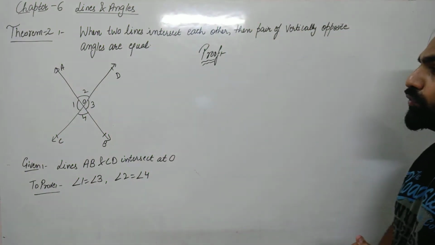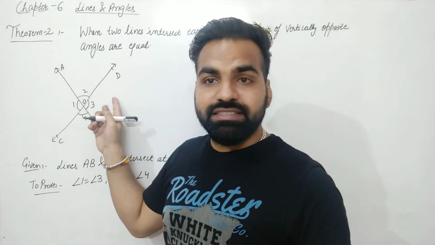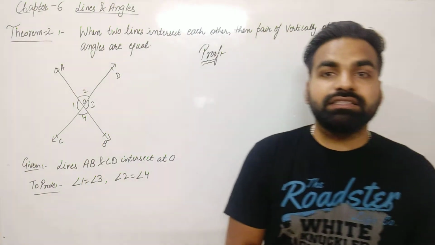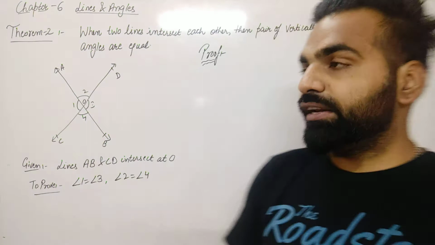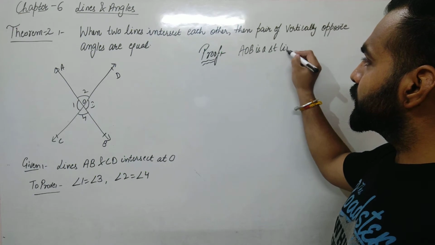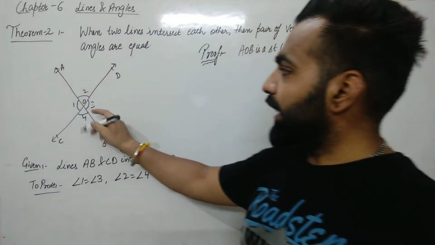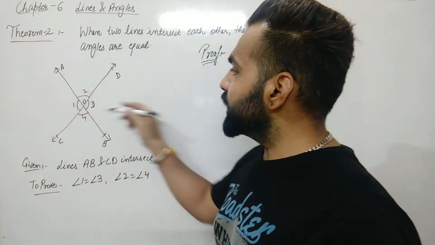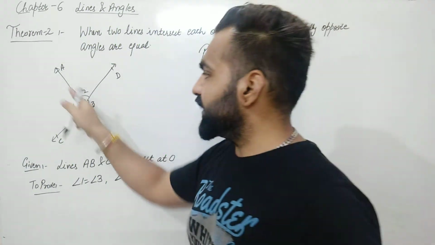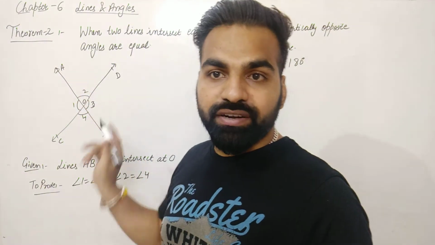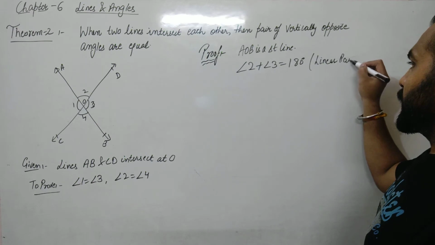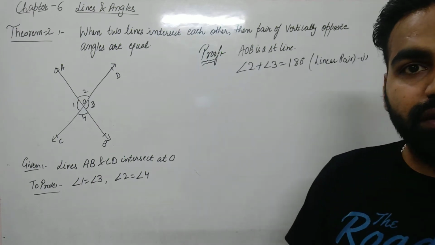So now we will start the proof. So from the figure we can see that AOB is a straight line, and we know that sum of adjacent angles on a straight line is 180 degree, that is linear pair. So we will write AOB is a straight line, then angle 2 plus angle 3 is equal to 180 degree, because this is a straight line AOB and 2 and 3 form pair of adjacent angles. So 2 plus 3 will be 180, that is linear pair. Let us suppose this is equation number 1.